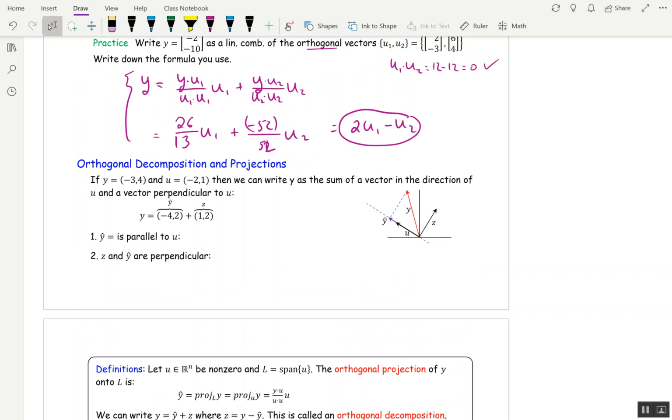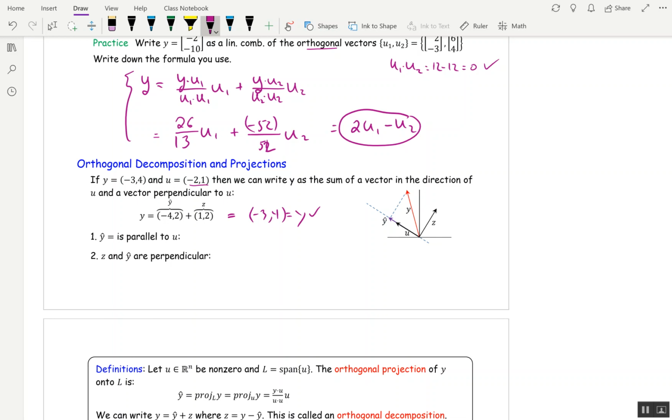Okay, so orthogonal decomposition and projections. So here's an example. If y is negative 3, 4, which I have graphed in red in that picture, then we can write y as the sum of a vector in the direction of u, which is negative 2, 1, and a vector perpendicular to u. So y can be written as y hat plus z. Let's just check, is that really y when we add together? We get negative 3, 4, which is y. So yes, y is y.